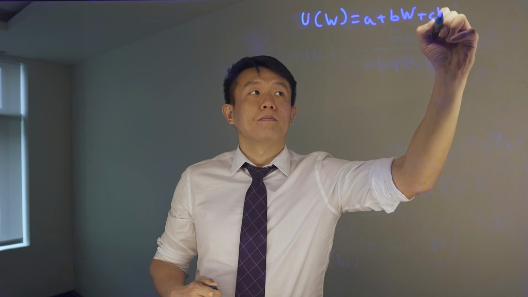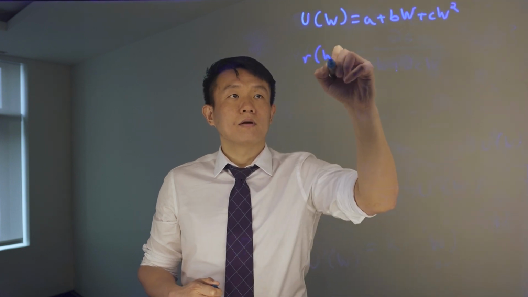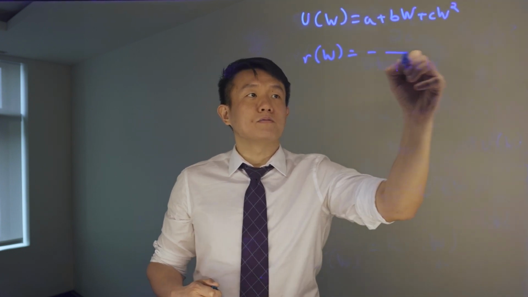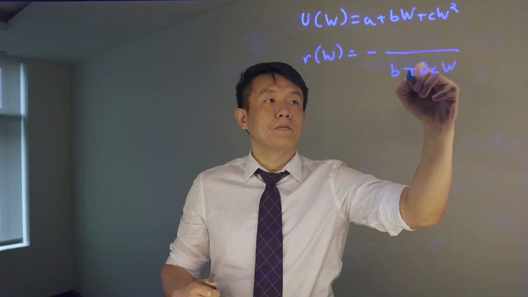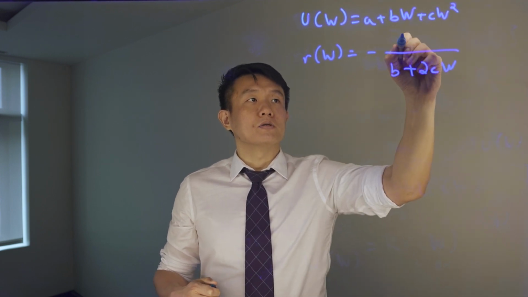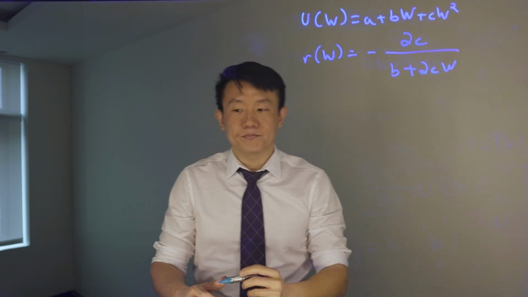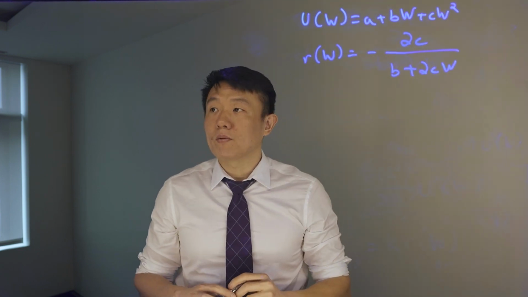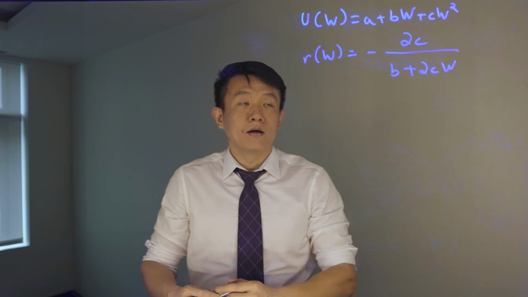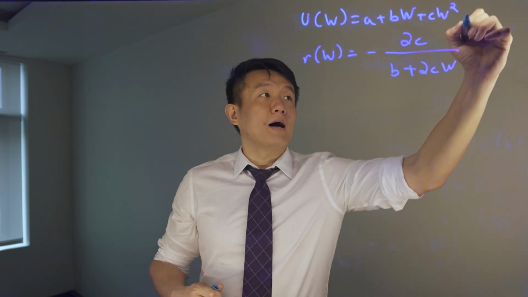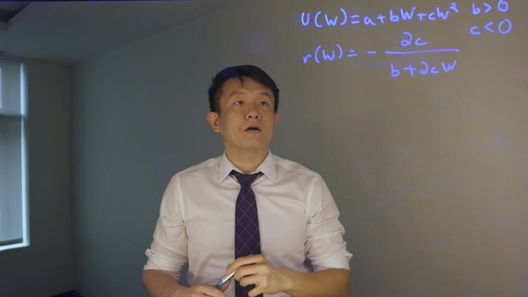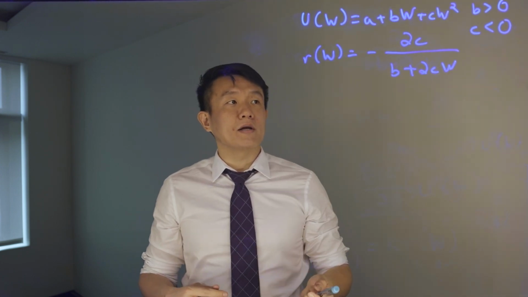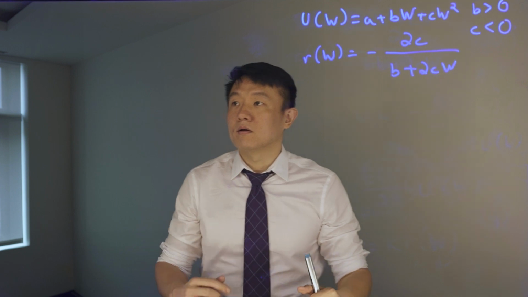With a quadratic utility like this, for the coefficient of absolute risk aversion, U prime is B plus 2CW, and U double prime is just 2C. So what we can see is that if B is positive and C is negative, then the coefficient of absolute risk aversion will increase with wealth.